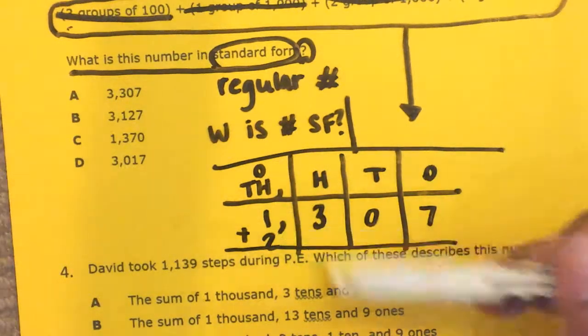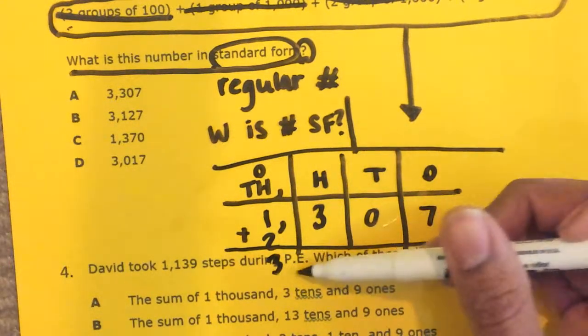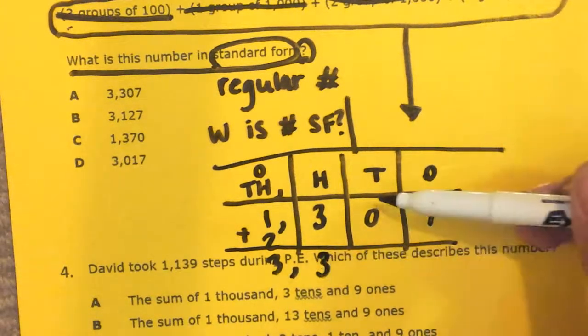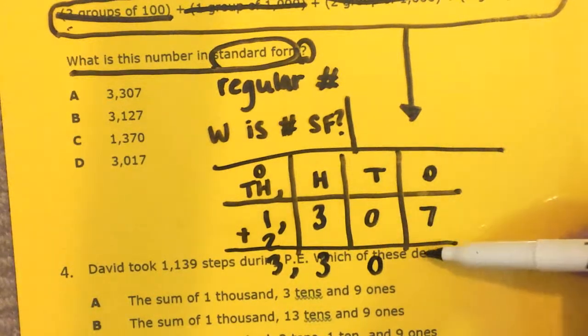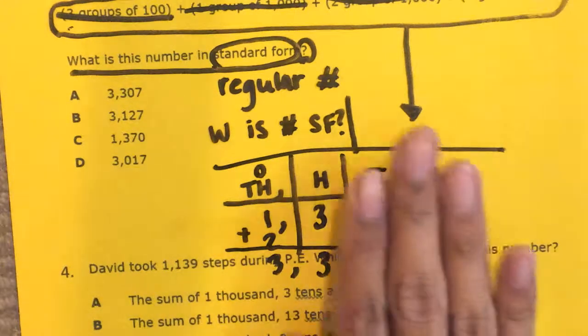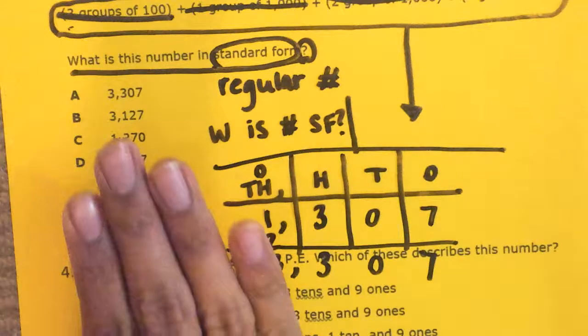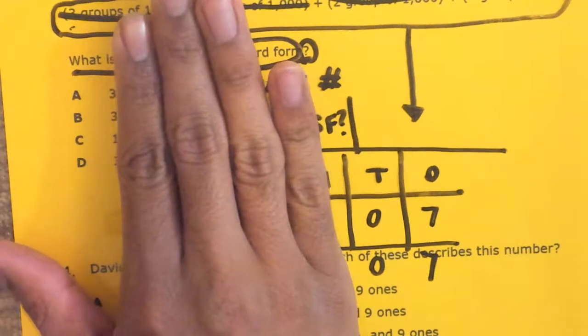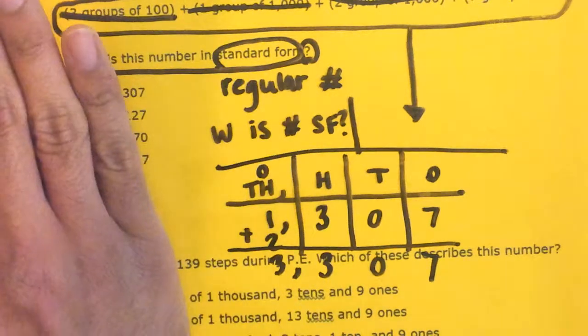I know that 2 plus 1 is 3. Don't forget your comma. And then we're going to bring down that 100, and we're going to bring down the 0, and we're going to bring down the 7. So this should match with our answer. That says 3,307, and it matches with A, 3,307.